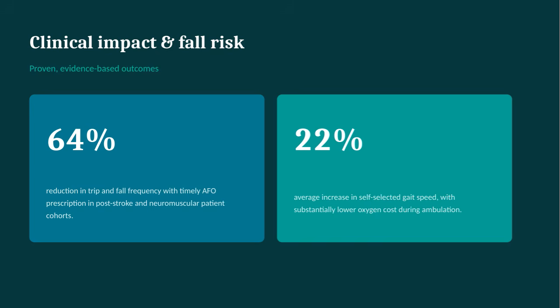Research shows a 64% reduction in trip and fall frequency among post-stroke and neuromuscular patient groups when AFOs are prescribed promptly. This is a significant improvement that enhances patient safety. Additionally, there's a 22% average increase in self-selected gait speed, which means patients can walk faster with much less effort, as indicated by a substantially lower oxygen cost during ambulation. These evidence-based outcomes highlight the real-world benefits of timely intervention with AFOs.